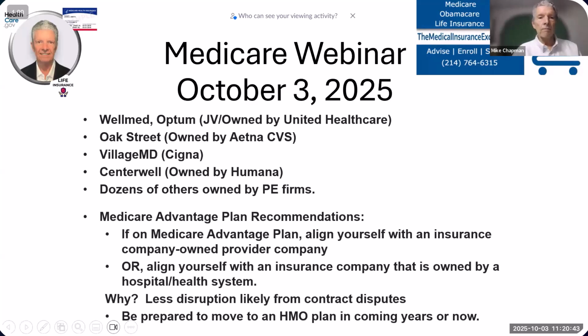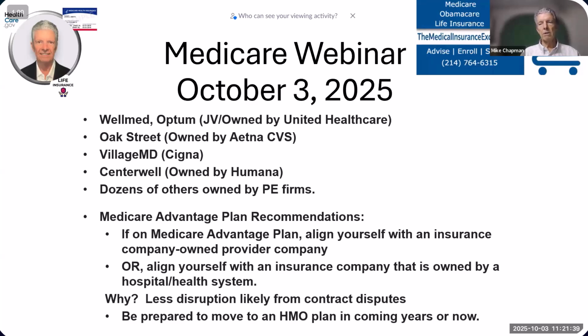Now, here's who owns these companies. WellMed and Optum are owned by United Healthcare. Oak Street is owned by Aetna CVS. Village MD is owned by Cigna. Centerwell is owned by Humana, and most of the other ones are owned by PE firms. They're all designed to provide care on a clinic basis or with providers that are incentivized. And when I say providers, it's liable to be a nurse, a technician, or a PA, and less so a doctor. It's designed to limit access to care and to control care because there are fewer doctors and specialists to go around. So, Medicare Advantage plan recommendations.